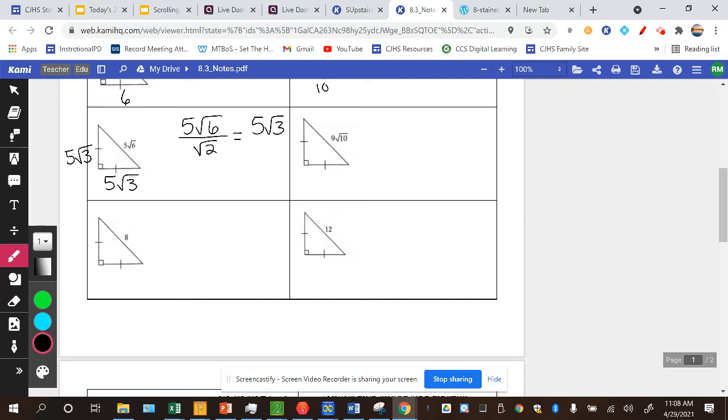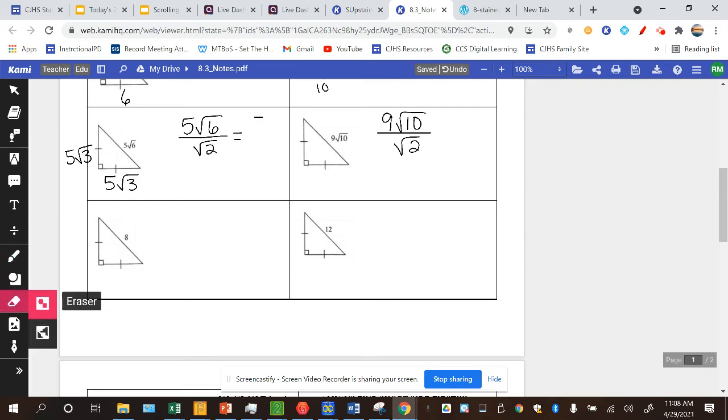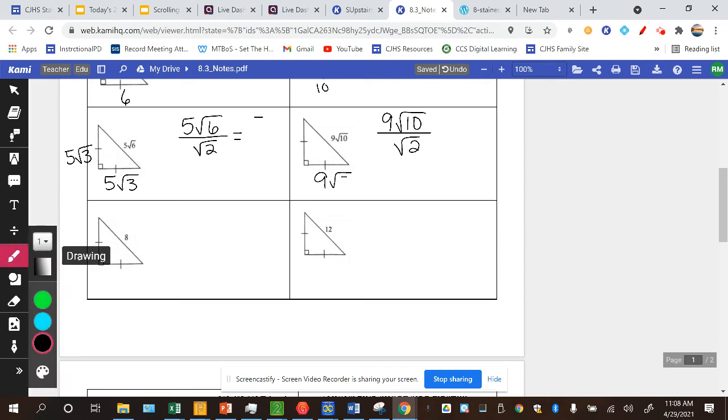We should try the next one. What do we got to do here? Divide by 2. Good. Are we going to take the shortcut? Do we remember what the shortcut is? Okay, what is it going to be? 9 times the square root of 5.